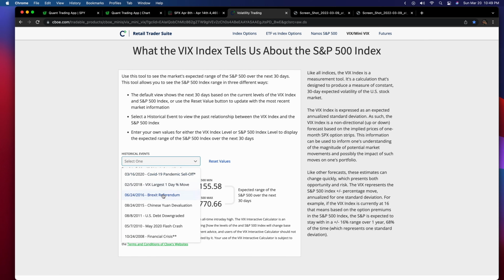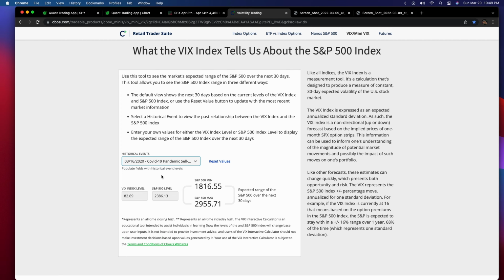You guys can actually click here and see how the VIX was during the 2020 COVID-19 crisis. When did the VIX hit this? You don't necessarily need to play around with this. It's just to understand what's going on here.